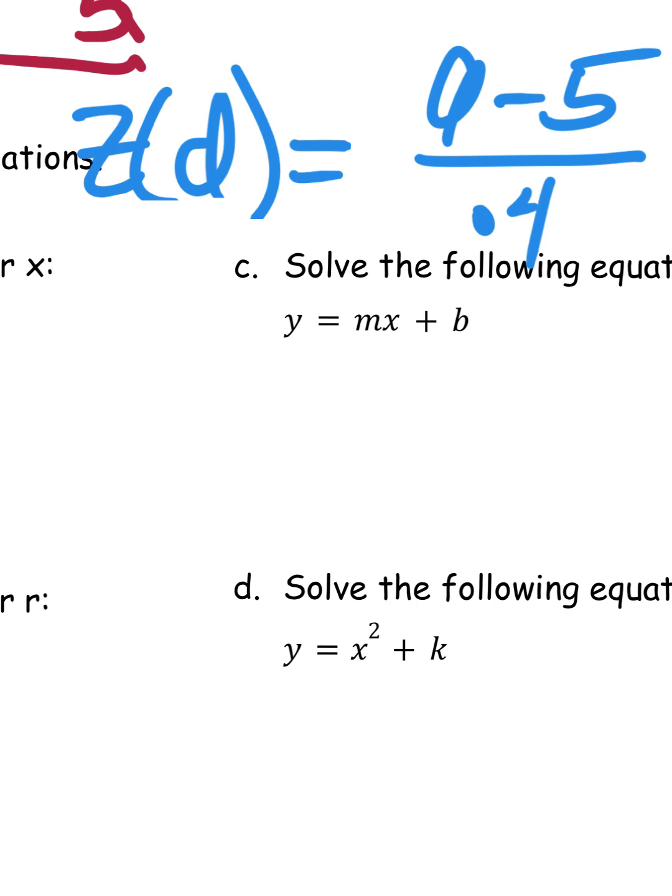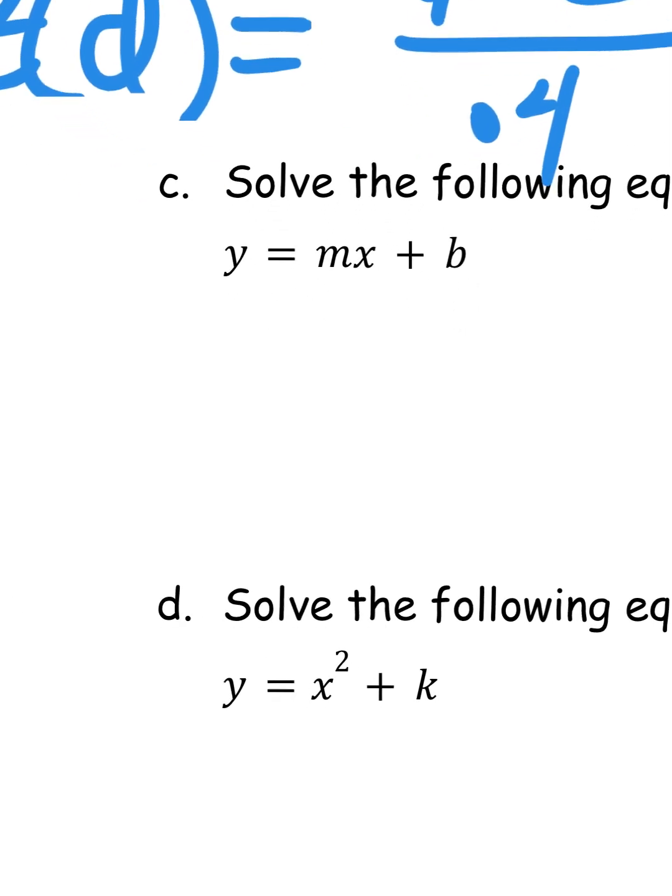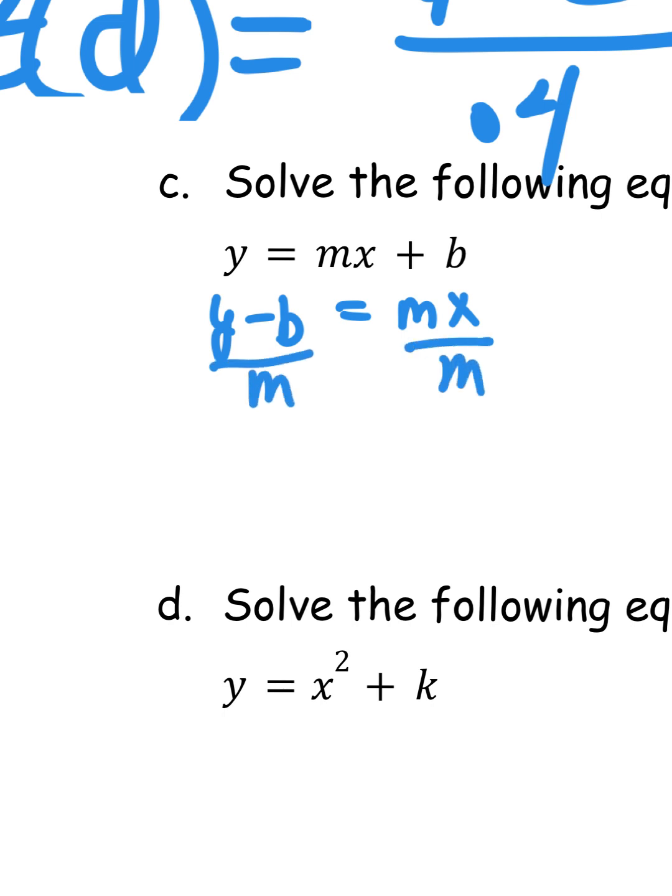If I was going to solve for x, what would I do first? I would subtract the b. So when I subtract the b, I get y minus b equals mx. I still don't have x by itself. What would I do next? If I divide by m, I get x equals y minus b over m. Are we okay with that? Looked worse than I think it was, I hope.